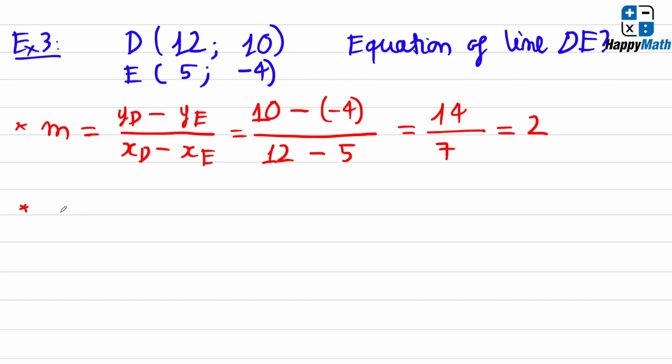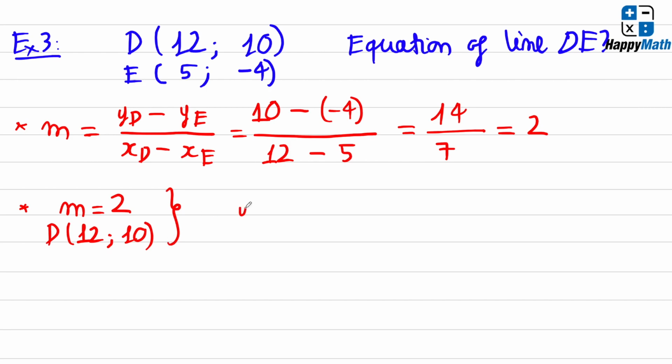For finding C, I have two pieces of information. The first one is M, I already have the value of M. How about the point? I have to pick one point, so you can choose any. But I will choose point D in this case. You know why? Because all coordinates of D are positive numbers. It's very easy to work with positive numbers, so I leave point E, which is a little bit harder.